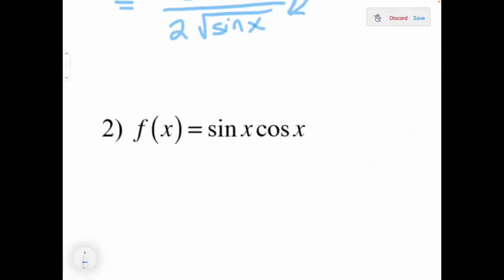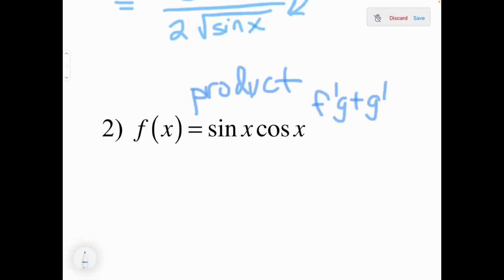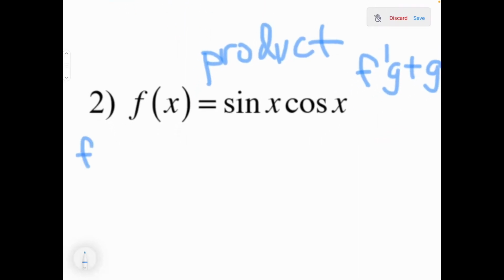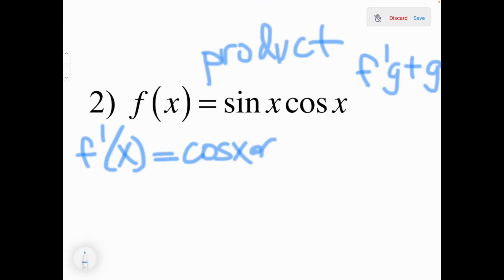Number 2, we got sine x times cosine x. That does have some trig functions there, but we are multiplying the two. So this would be product rule. Product rule, it doesn't really matter what order we do it in. F prime g plus g prime f is the way I prefer it. So f prime of x here, derivative of sine x is cosine x times g, which is cosine x. This would be our f. This would be our g.